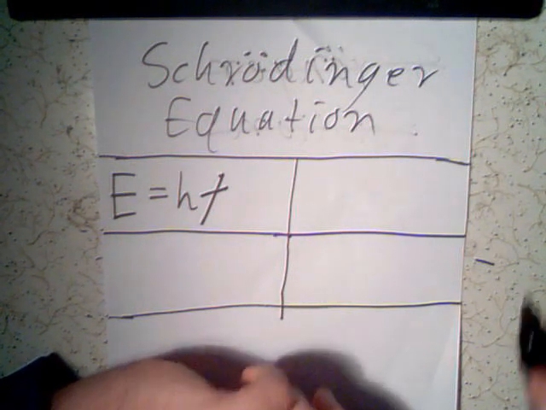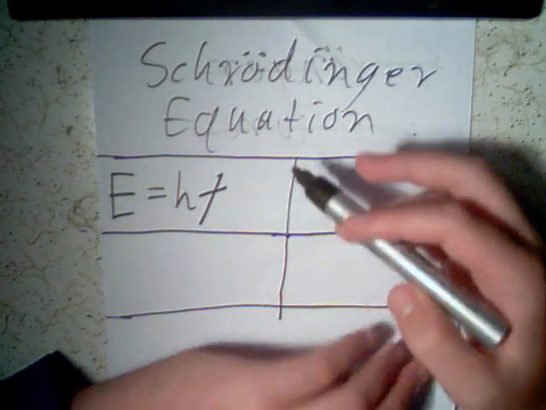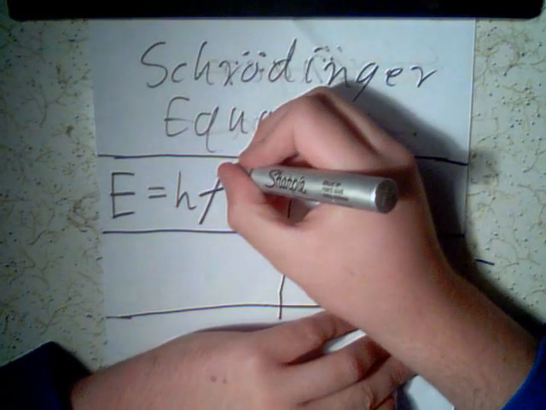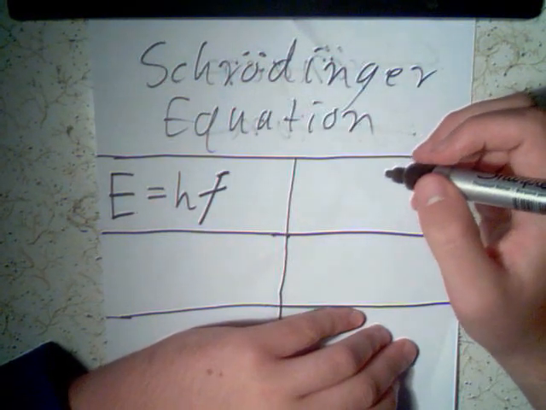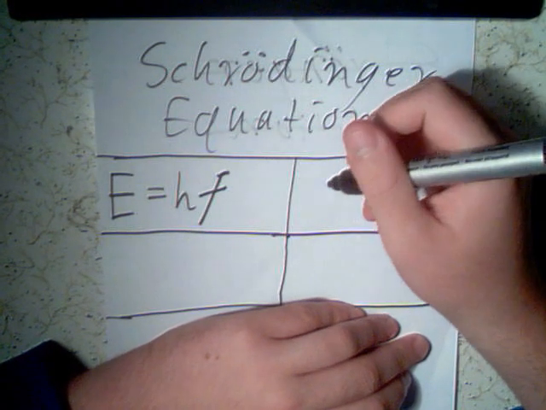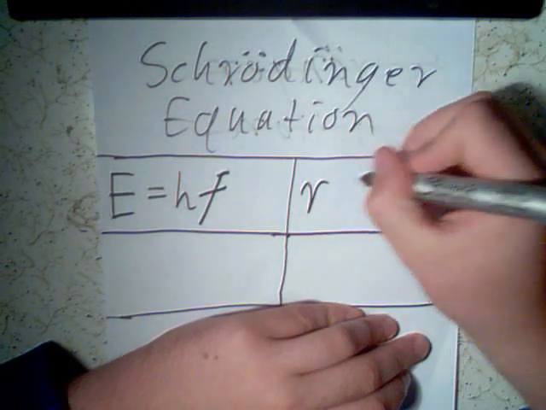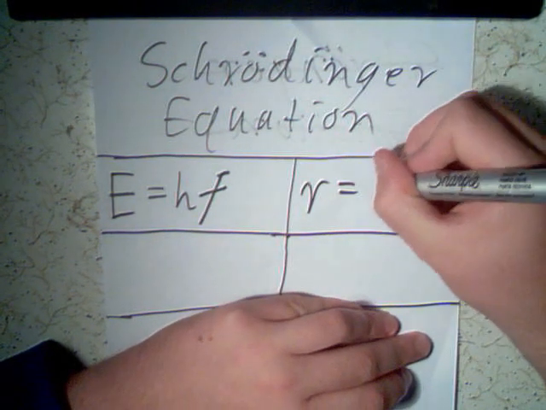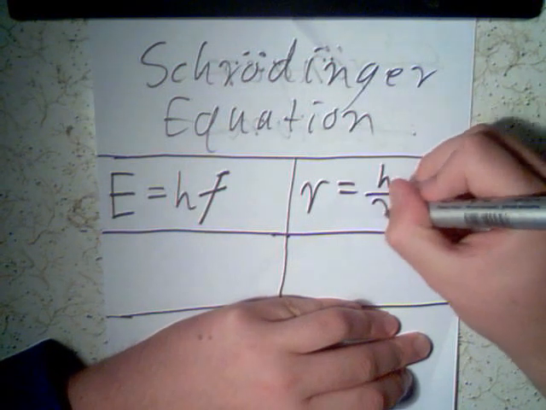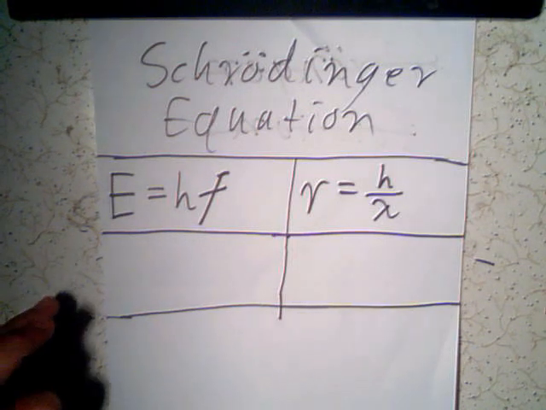Following more de Broglie, this forms one half of the de Broglie relations. The other de Broglie relation is relating to wavelength and momentum. It basically states that momentum is equal to Planck's constant divided by the wavelength.